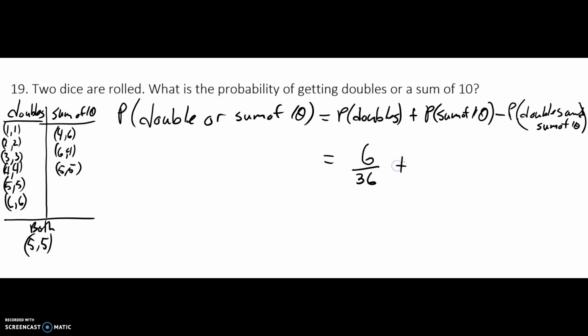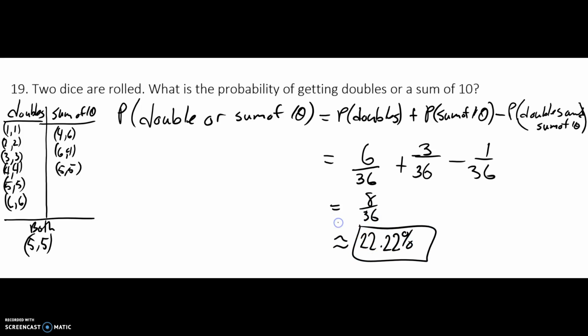And then I have 3 of them where I had the sum of 10, so 3 out of 36, minus the probability that I have both, which is going to be 1 out of 36. So here I have 9 minus 1, so this would be 8 out of 36, which is approximately 22.22%. We could have also done this using a Venn diagram, and that's a possibility too if that works for you.